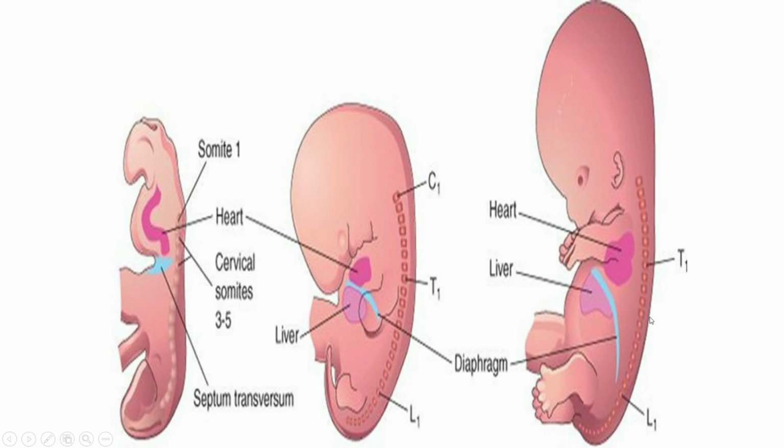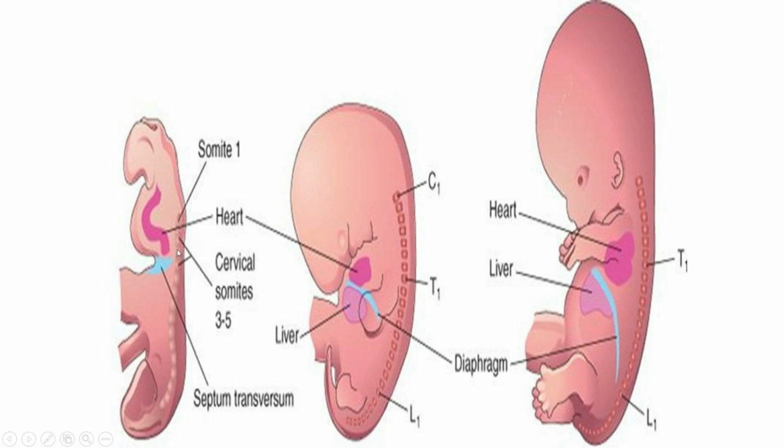During the subsequent weeks, the dorsal portion of the embryo grows much faster than the ventral part, resulting in an apparent descent of the septum transversum. What I mean is, look at the picture. The ventral portion is not growing that fast, and the septum transversum is situated in the ventral part, so this is not changing its position. But on the other hand, the dorsal part is growing much faster.